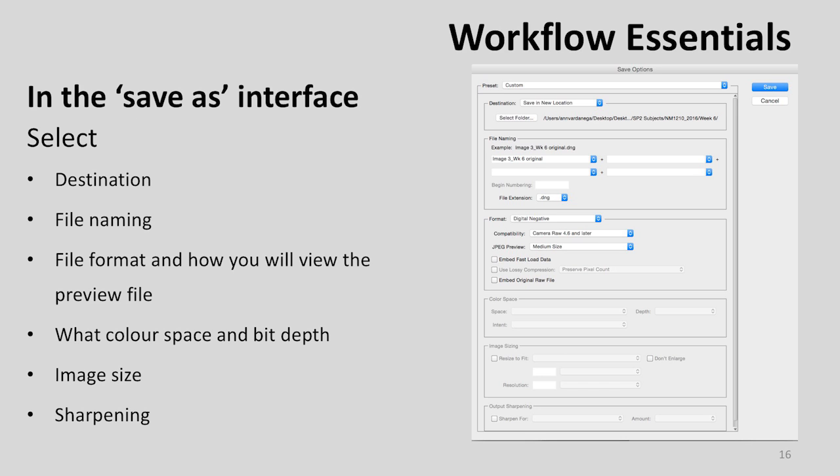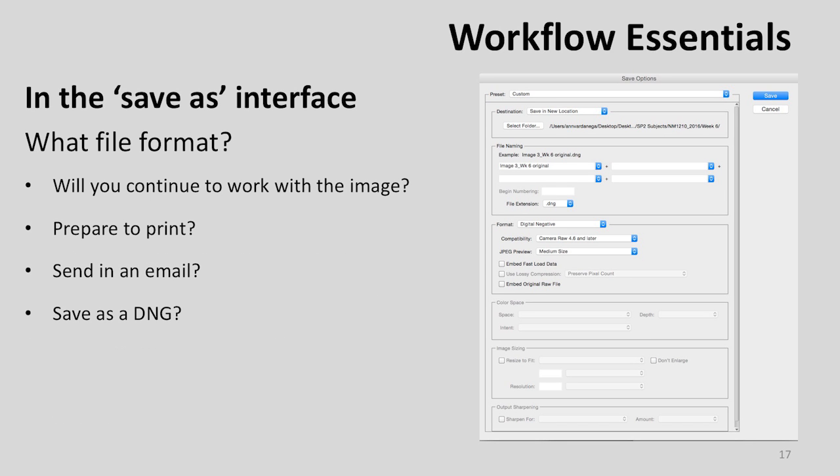The Save As interface asks you to select a destination, so where do you want to save the file? It allows you to set up new folders. This is where you'll change your file naming. It asks you what format you want to output, and if you're outputting as a JPEG, what size. There's an option again to change your color space and image size and apply some preset sharpening here.